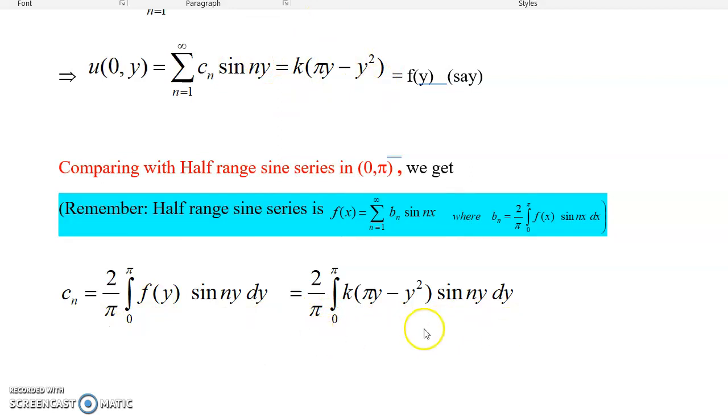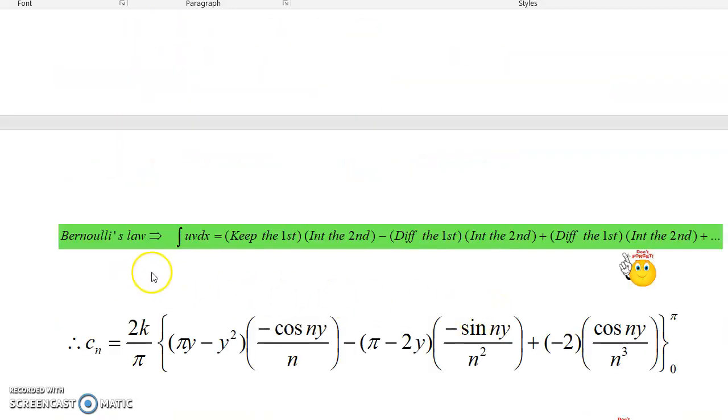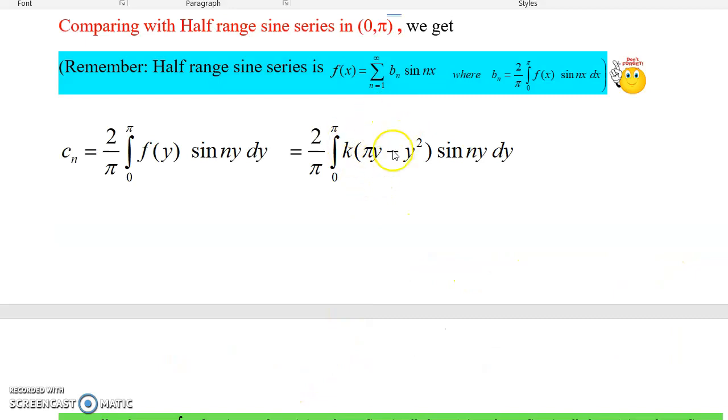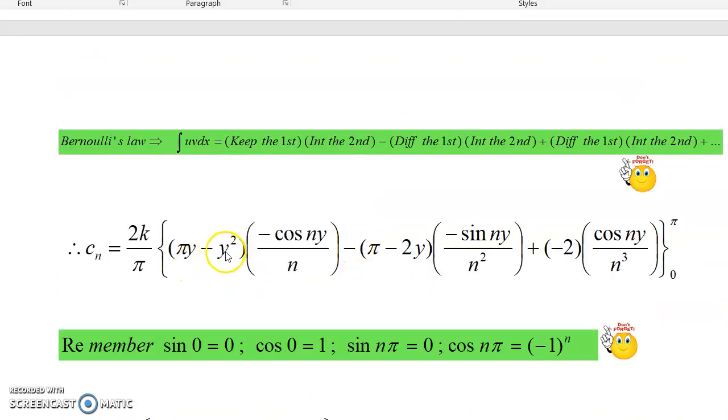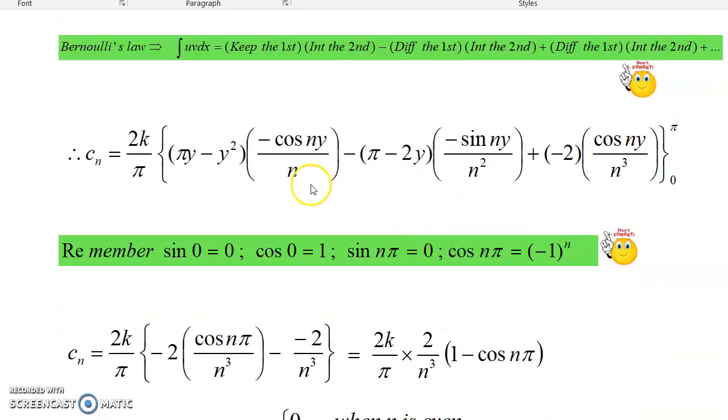Now look at this. How will you integrate this? Do you remember? You have to use Bernoulli's law. Keep the first, integrate the second, minus differentiate the first, integrate the second. It goes like that. Keep the first term, k into pi y minus y squared. K we have taken out, constant. Integrate the second. Sin when you integrate, minus cos ny by n. Minus differentiate the first: pi y minus y squared when you differentiate, pi minus 2y. Integrate the second: cos when you integrate, sin, minus sin ny by n squared.